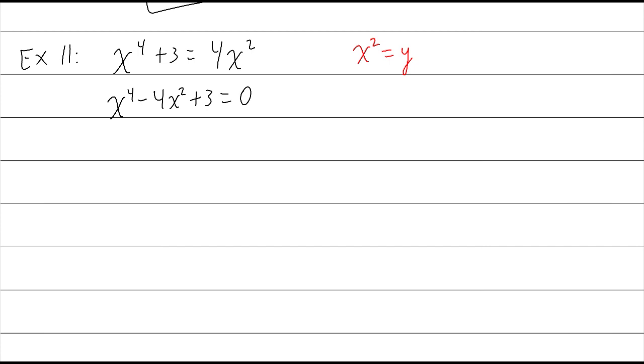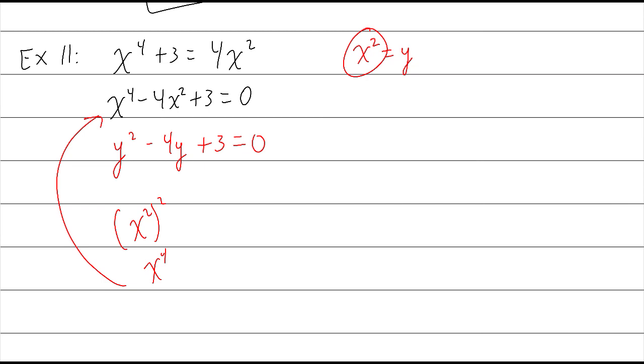Then I can think about this as a quadratic. This just becomes y squared minus 4y plus 3 equals 0. Right? Think about it. If y is x squared, that means y squared is x squared squared, which is x to the 4th. It's just a fancy way to get back to the original here. This is 4y, which is 4x squared. You see, it's the same thing, right? So I can think about it like that because now I can just solve it.